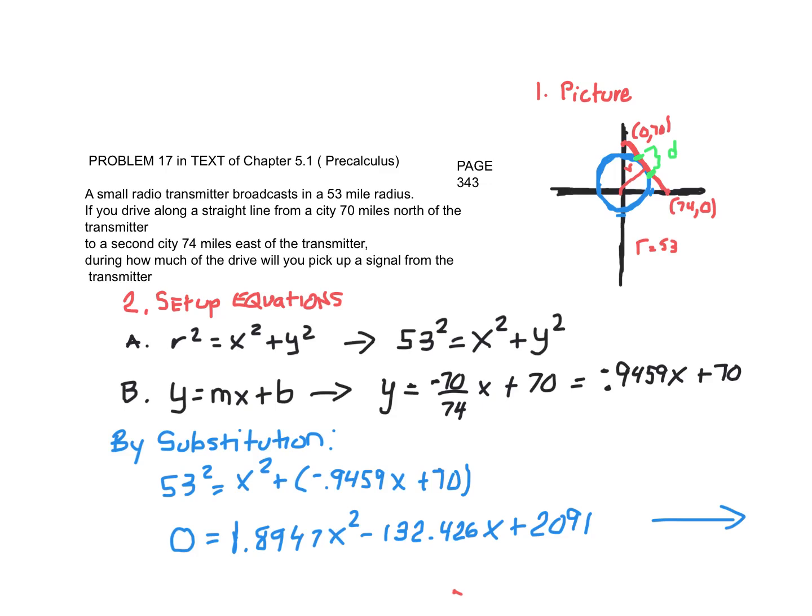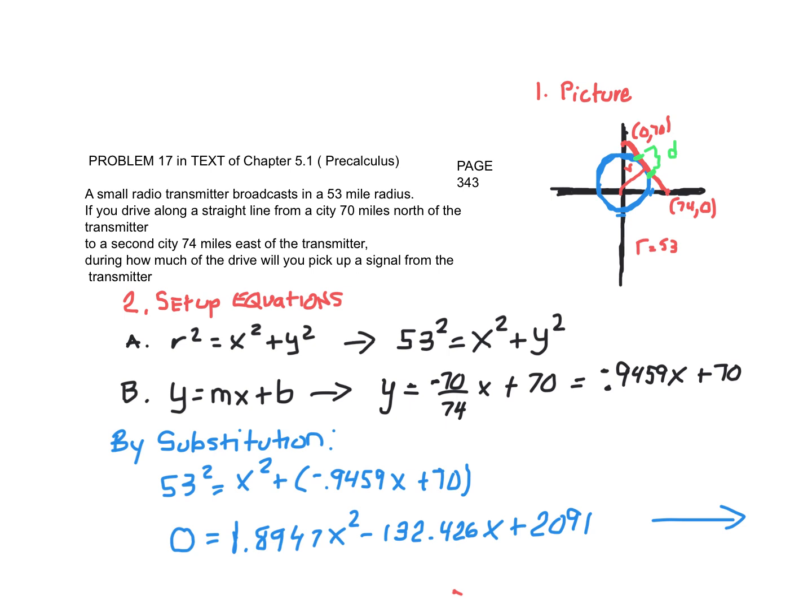So in problem number 17 of the text of chapter 5.1 in the pre-calculus course, we look at the idea of circle and distance. A small radio transmitter broadcasts in a 53-mile radius.